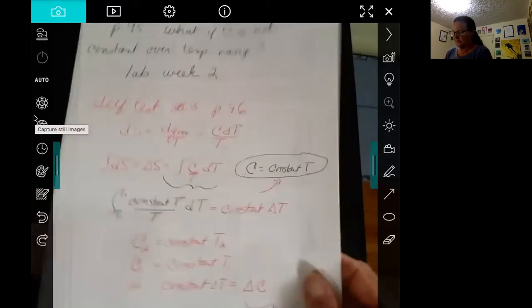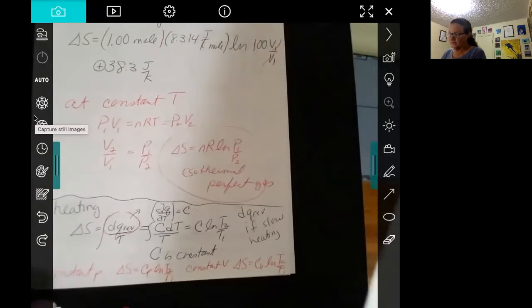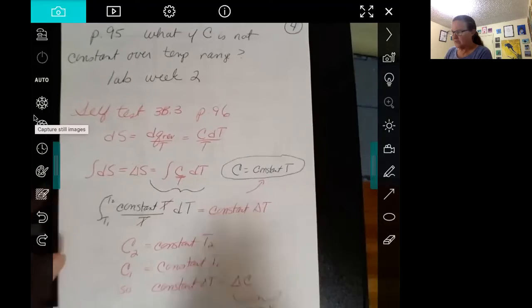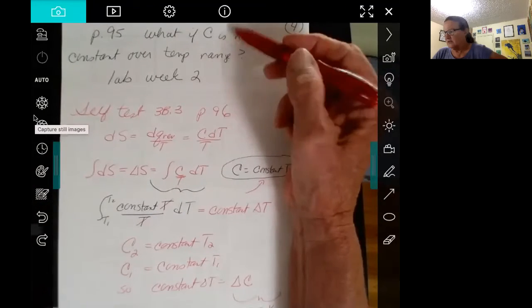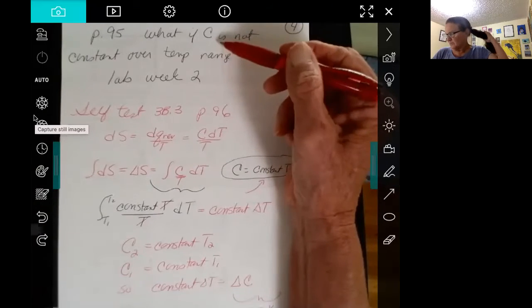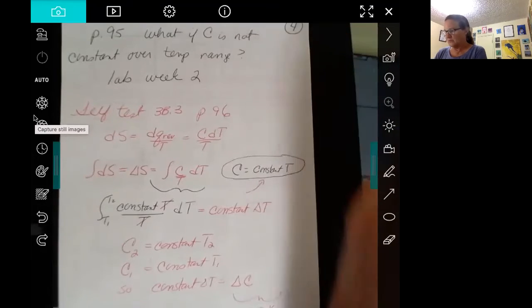If C is not constant over the range, we couldn't have done this integral right here. We can't take C out of the integral. You'd have to either integrate over it if you know the functional form, or you might have numerical data, like you might have measured heat capacity at different temperatures. As of right now, I'm planning on doing a lab in week 2 where you do that numerical integration. I think I'll do that, but I have to make sure, and if not, you won't be accountable for that.